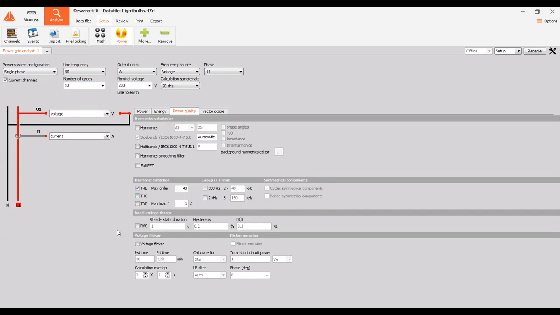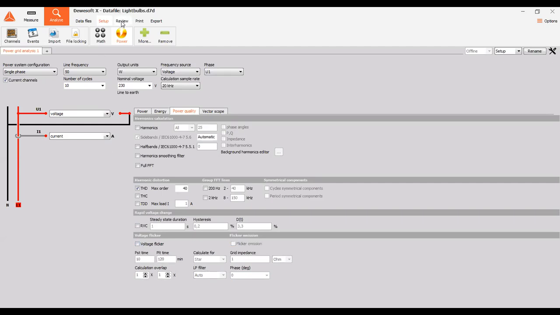And rapid voltage changes can be added, and voltage flicker and flicker emission. At flicker emission, we can switch between total short circuit power or grid impedance. This should be input here, and the different phase angles. But this we don't need now.